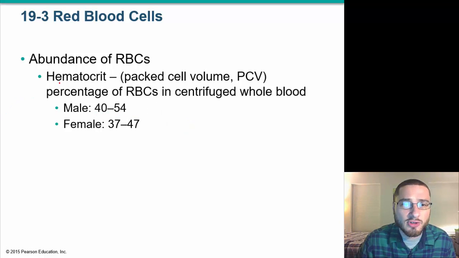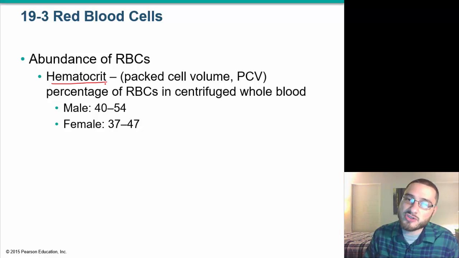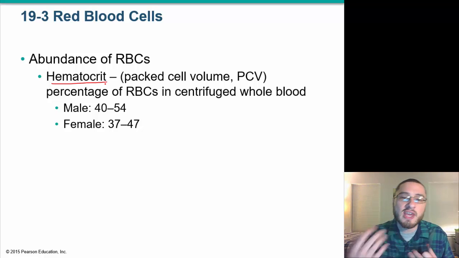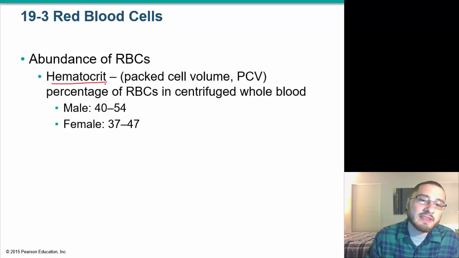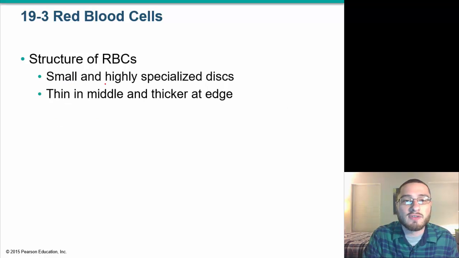Doctors or practitioners are going to look at the hematocrit, which is the packed cell volume, or PCV, the percentage of red blood cells in the whole blood. So they're going to put it in a centrifuge, which spins the blood and separates it into different parts: the plasma, the red blood cells, the white blood cells. They're going to be able to look at this, and that's going to be an indicator to them of the overall health of that individual person.